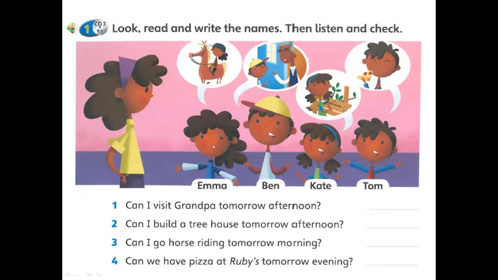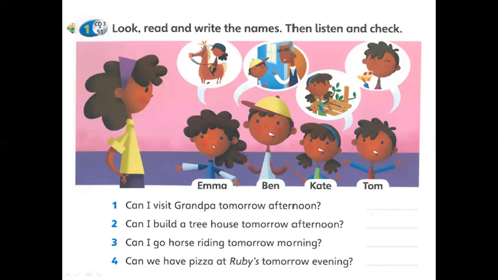And the last thing, it's important here, the question mark. So I repeat this example. Can I go horse riding tomorrow morning? So we have can plus I, the subject, go is the verb in infinitive, horse riding tomorrow morning is the object or the complement. If we say horse riding, it's only the object, but all this sentence is the complement. And the last one, the question mark.